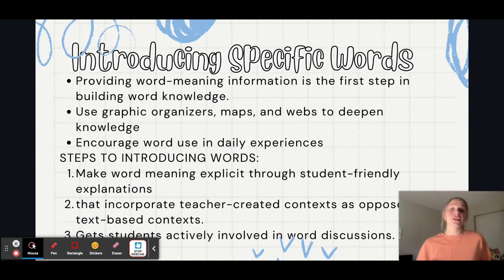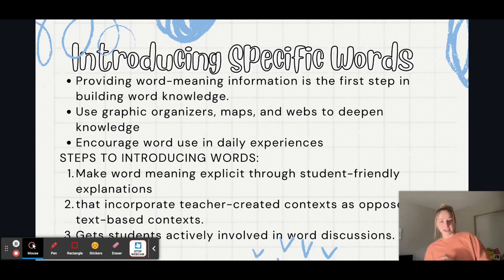So, steps to introducing these words. The first one is to make the word meaning explicit through student-friendly explanation. A lot of people hand you a dictionary. I remember being handed a dictionary when I was in school, and that was not effective because those words were way too big for me to understand. But when you use student-friendly terms, they're going to understand it a lot better, and they're going to be able to relate it to their own experiences, which is ultimately going to make that connection for them so that they can use it in their day-to-day lives.